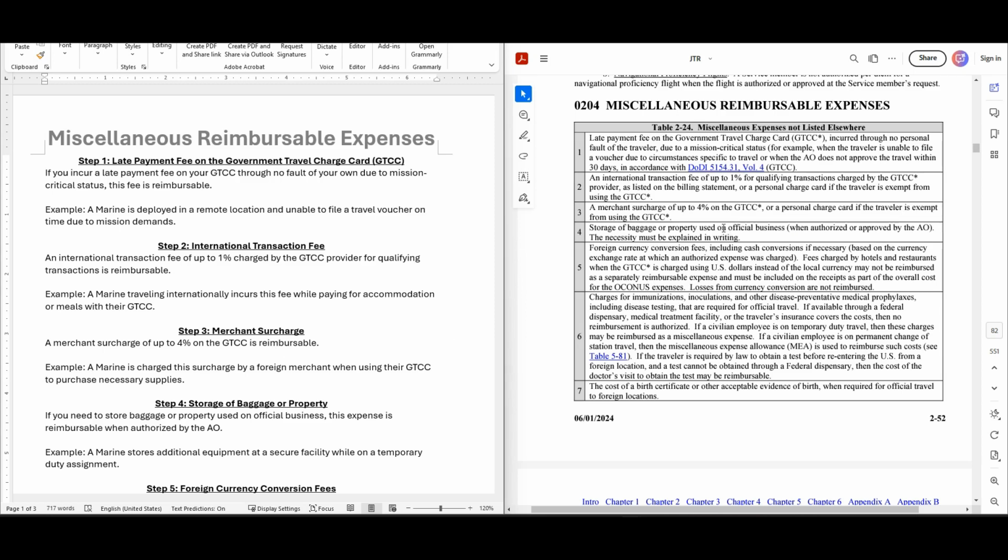Now, always remember that the JTR is constantly being updated, so you always do want to go back and make sure that you're looking at the most recent reference. But now that we know that this exists, this is where we can go to find it.